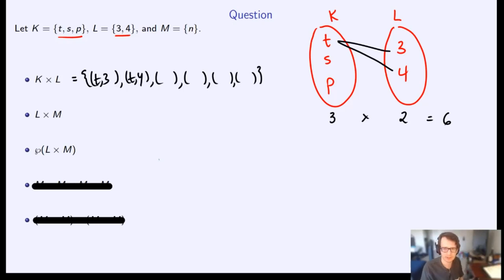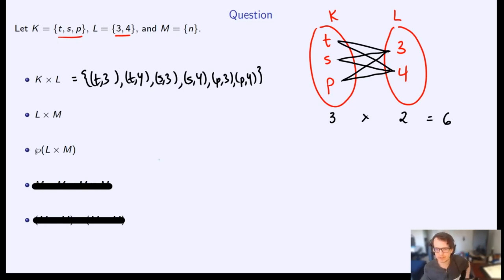So T3, T4. We'll have S3 and S4. That'll be another 2 pairs. And we'll have P3 and P4. So those will be our 6 pairs: T3, T4, S3, S4, P3 and P4. And we can have those in any order. So it could be S3, P3, T3, S4, P4, T4, and that would be fine as well. But the T3, T4 and S3, those have to be in order within the pairs because the first thing comes from K and the second thing comes from L.